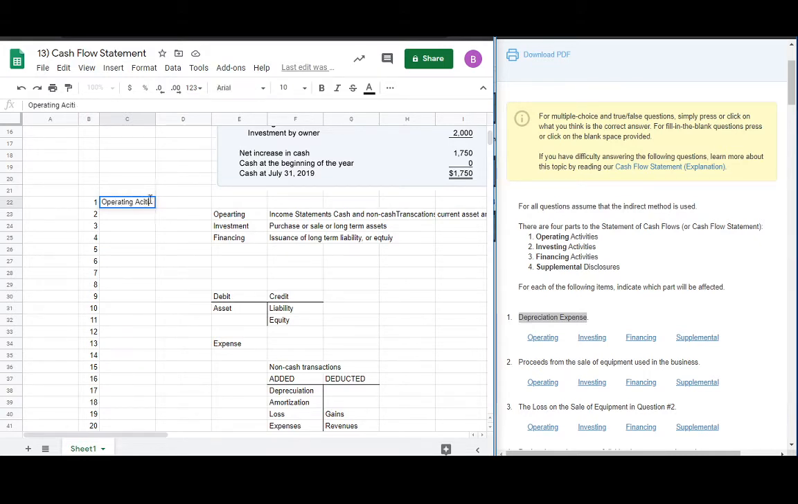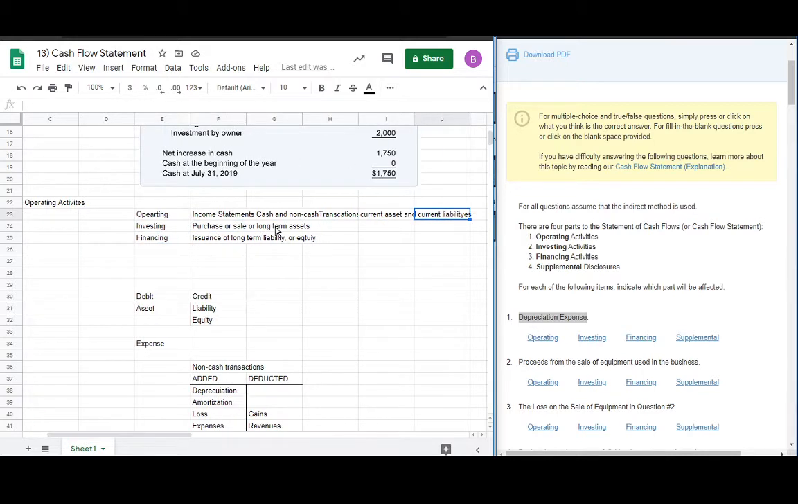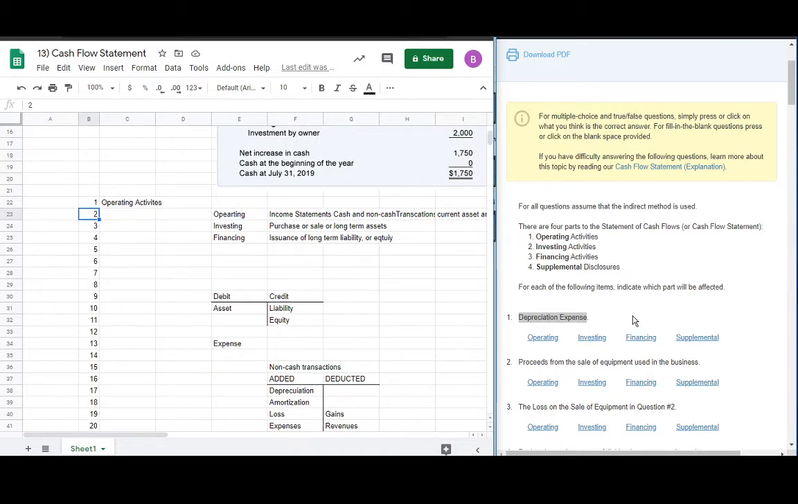So how do we know if it is under operating activities, investing activities, or financing activities? By the rule of thumb, operating activities are cash transactions that affect the net income. For example, payment of prepaid, and that affects current assets and current liabilities. And depreciation expense is added back to the net income to reconcile, right? To find the cash provided by operating activities.